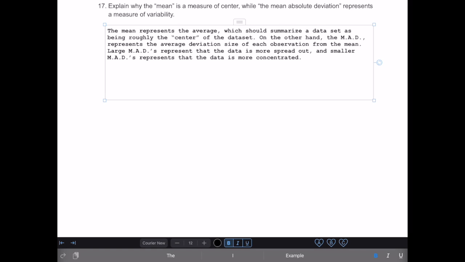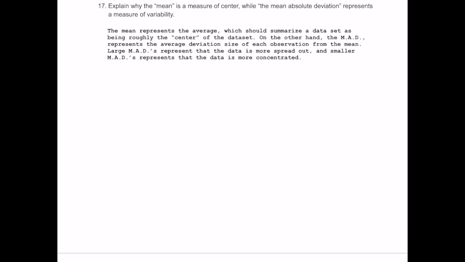Okay, cool. So the important thing to understand here is that the mean is just a number to summarize a data set and let us know where the middle is. And once we know where the middle is, the MAD is just letting us know how far everything is from that middle number, or that average. So that's the similarities and differences between the measure of center, which is the mean, telling us where the middle is, and the mean absolute deviation, which doesn't tell us where the middle is, but just tells us how close together our data is relative to the middle. Okay, so that is number 17.